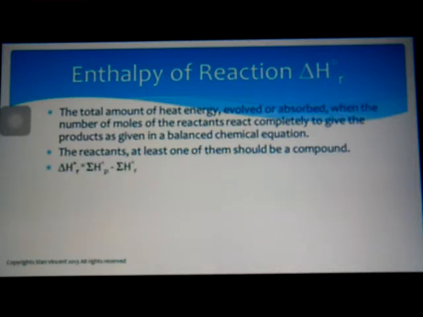This equation is read as delta H0 reaction, or enthalpy change for the reaction, equals sigma, the sum of the enthalpy of the products, minus the sum of the enthalpy of the reactants.